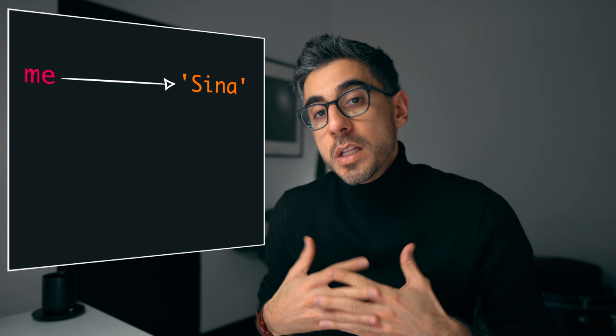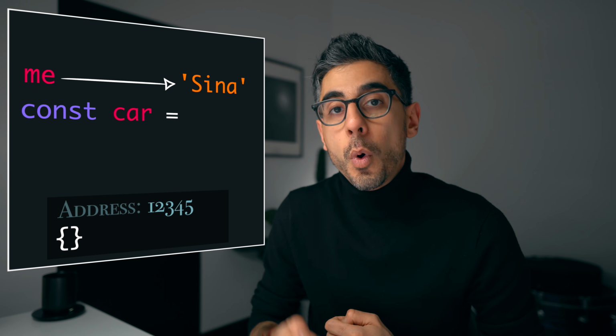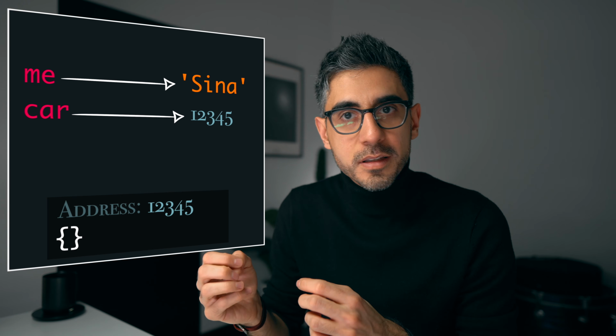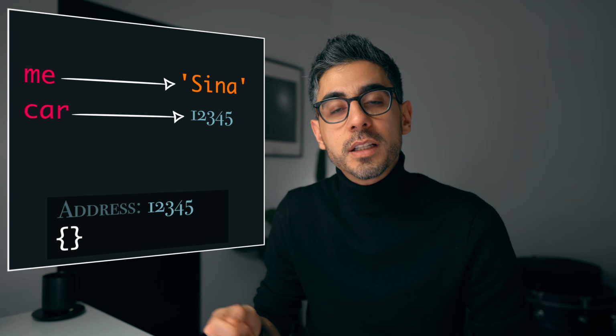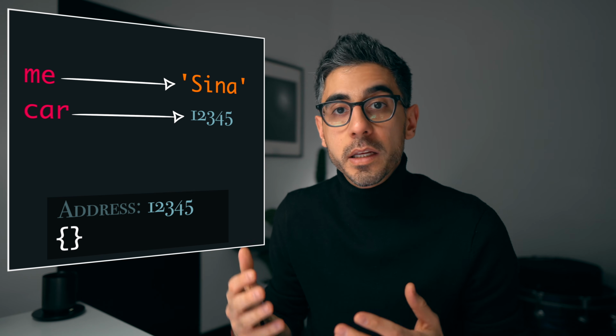On the other hand, if it's not a primitive, let's say it's an object, JavaScript actually creates the object from scratch and points the variable to the location, not the object itself, but the location of the object in your computer's memory, aka the address, aka its reference.